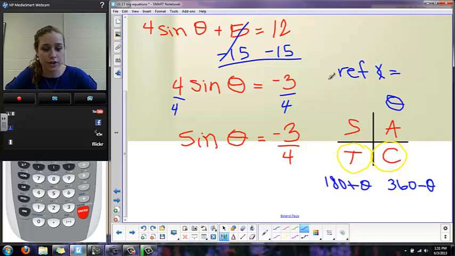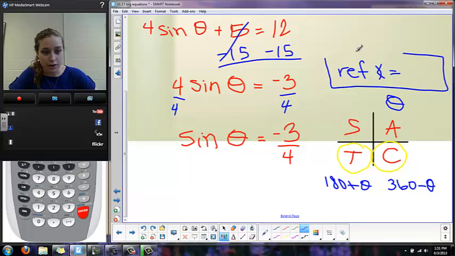Okay, I need to know what this reference angle is. So I'm not going to type in inverse sine of negative 3/4 because that's going to give me an answer somewhere else. I don't even know where it's going to be. It's just going to be weird. So when you're typing in to figure out what a reference angle is, always type in the positive value because sine would be positive in the 1st quadrant.